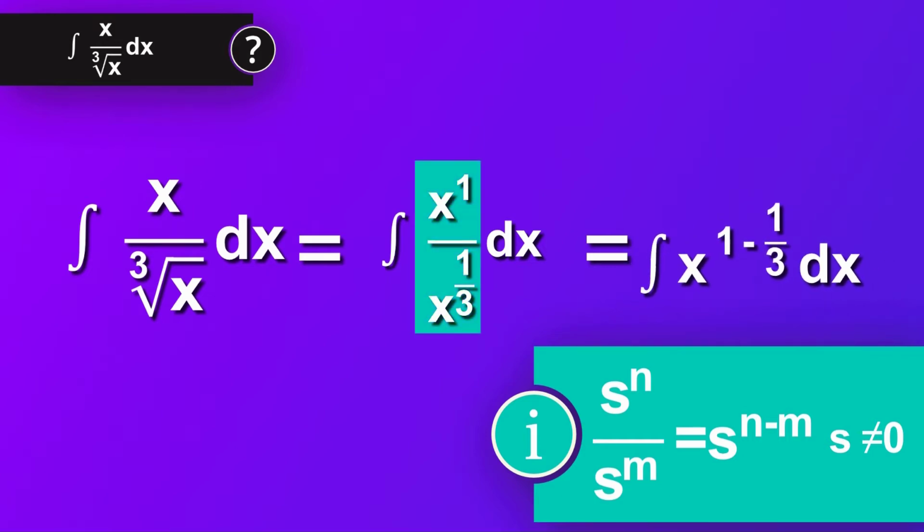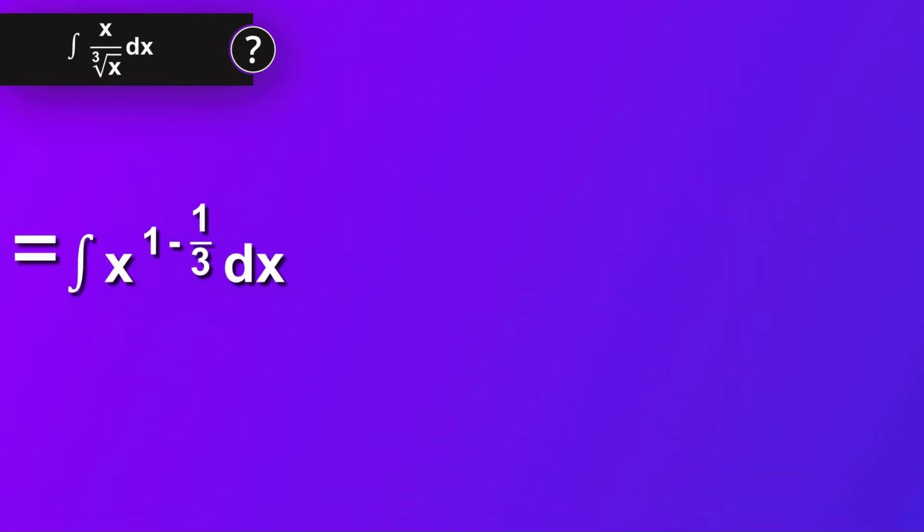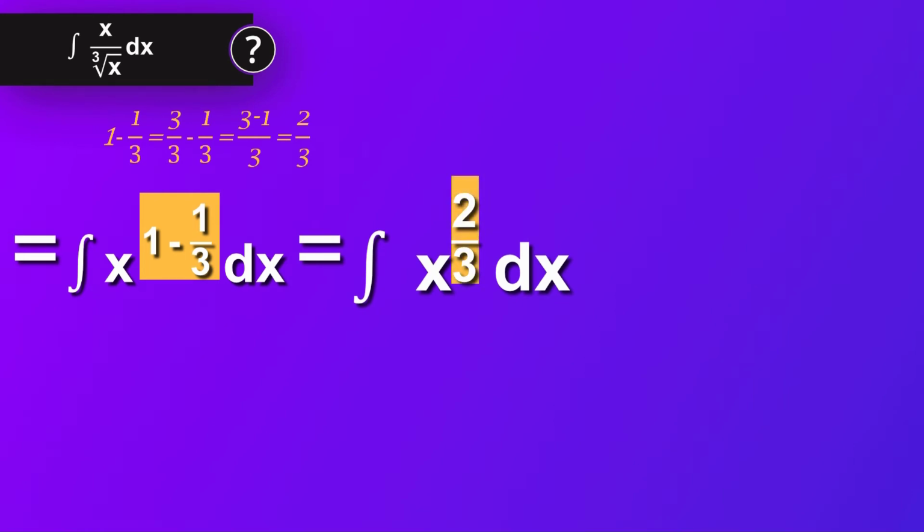And we can subtract our powers in the main solution. We have x raised to 1 minus 1/3. So we have 1 minus 1/3, and we may write 1 as 3/3 and have the common denominator 3. Then we have 3 minus 1 in the numerator and 3 in the denominator. As a result, we get 2/3. When we apply our side notes to the main solution, we get x raised to 2/3 under our integral.